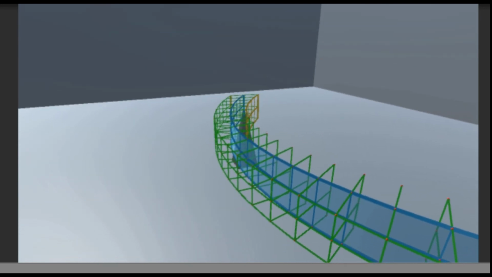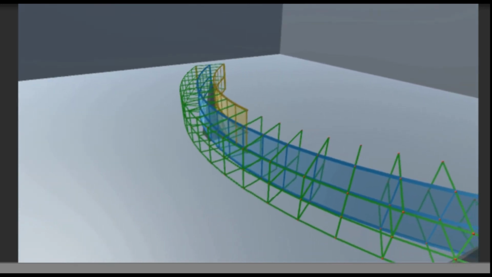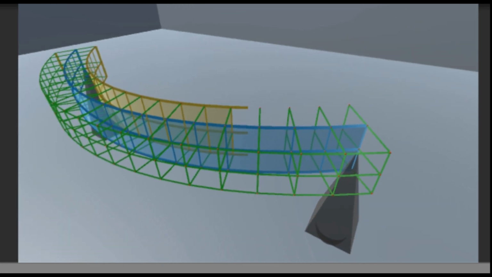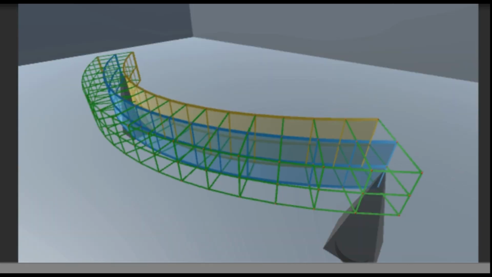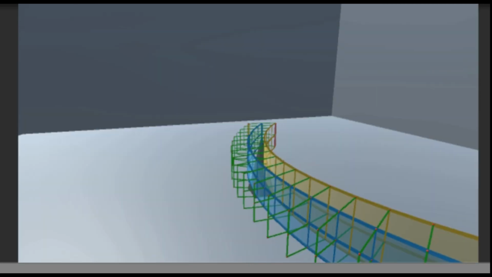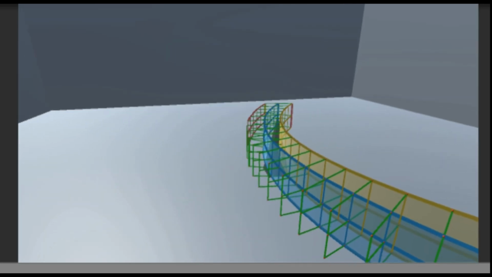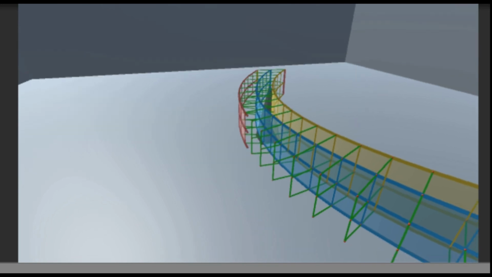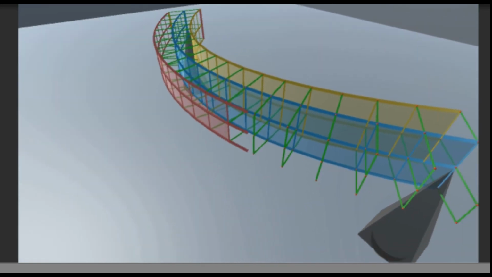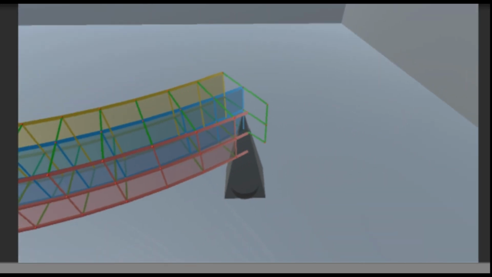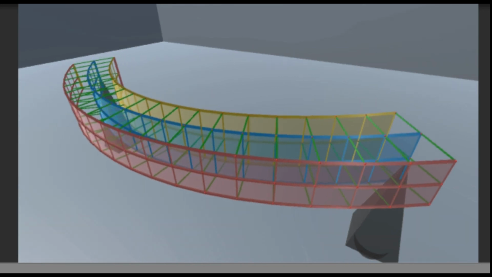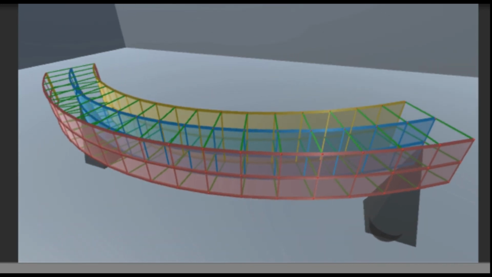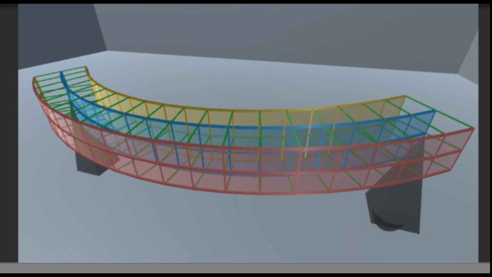The yellow surface becomes shorter and has the largest compression. The red surface becomes longer and has the largest tension. This is very similar to the previous situation, except that the beam bends horizontally.